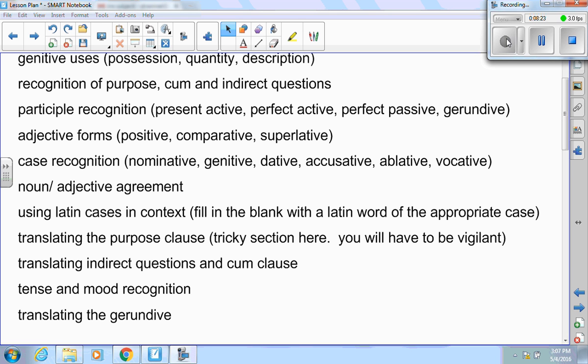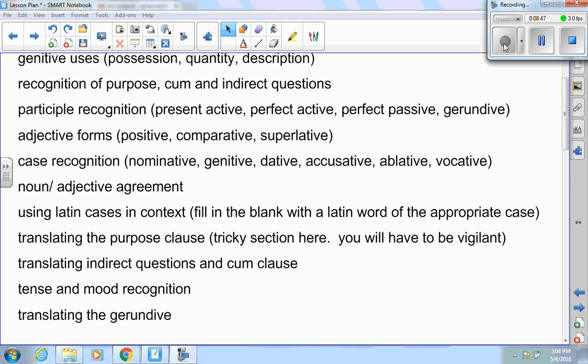Okay, next I have translating the purpose clause. This is a tricky section. You're going to have to be careful. Make sure that you pay attention to the tenses of the subjunctive. Same time and after. Imperfect happens at the same time. Pluperfect happens after. As long as you did the translations that I just showed you well, you should be okay here. Translating indirect questions and cum clauses, those shouldn't be too difficult.